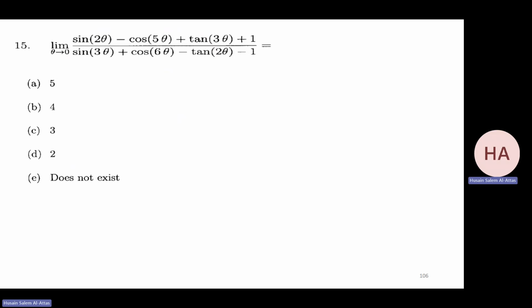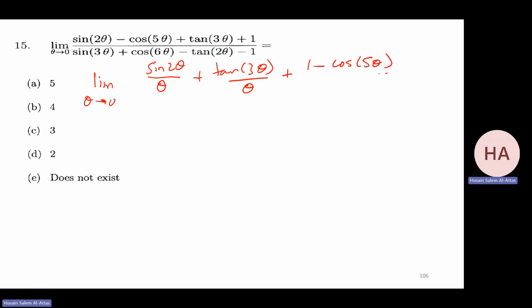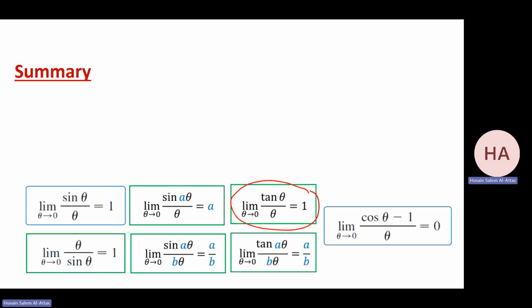And you need to divide by theta, the numerator and the denominator, and rearrange the things. So you have sine 2 theta over theta plus tan 3 theta over theta plus 1 minus cosine 5 theta over theta. Look at 1 minus cosine, because we have 1 minus cosine, we have this relation, which is the same as this relation. 1 minus cosine theta over theta is 0. Okay.